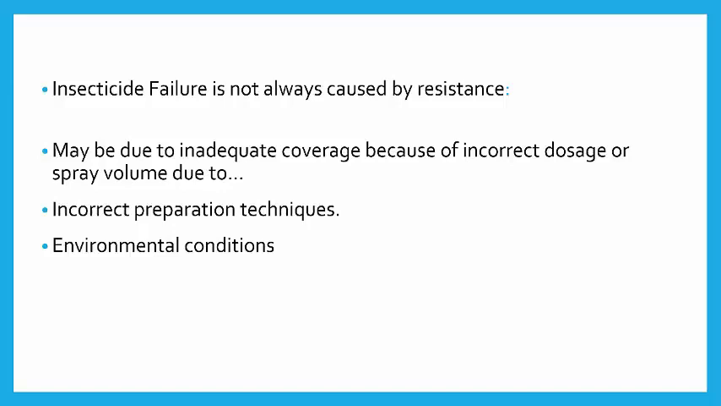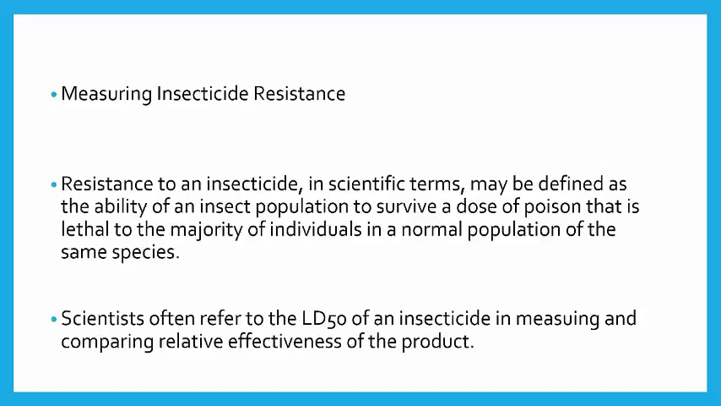Insecticide resistance must be verified with laboratory or controlled studies. Resistance to an insecticide, in scientific terms, may be defined as the ability of an insect population to survive a dose of poison that is lethal to the majority of individuals in a normal population of the same species. Resistance may also be defined as when the failure of an insecticide to control a population of insects is due to a genetically transmitted capacity to tolerate more insecticide than is normal.